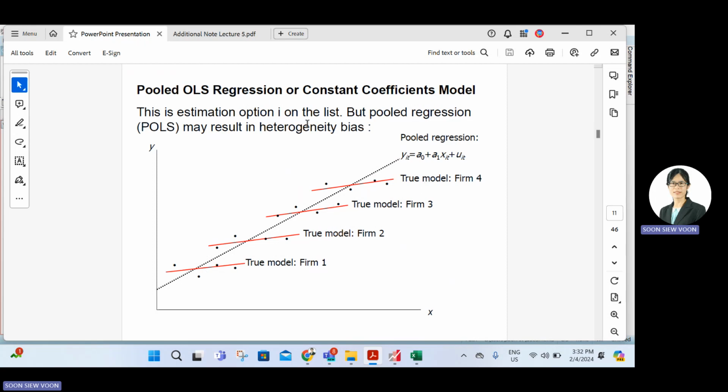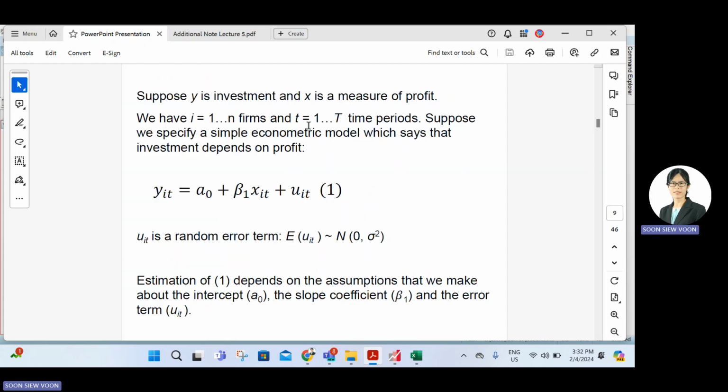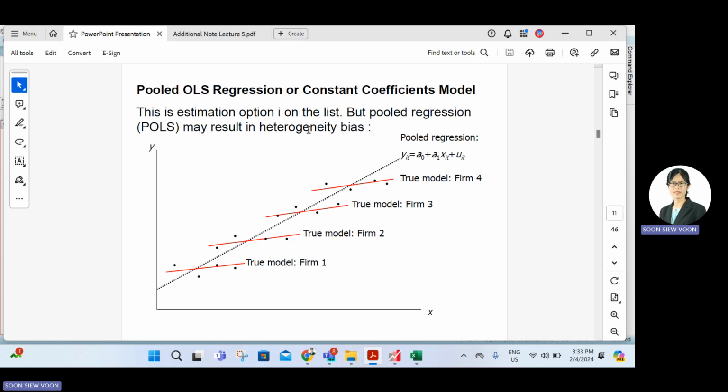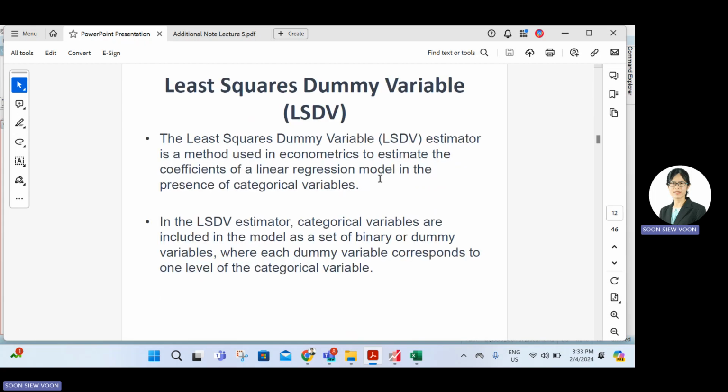So this results in heterogeneity bias, right? Because different firms might have a different response, for example, of their profit to the investment. So different firms will have a different reaction of their profit to the investment. That's why they have 1, 2, 3, 4 regression lines instead of 1. So if you estimate using the pooled regression, or we call it pooled OLS, it might result in a heterogeneity bias. So how are you going to solve this?